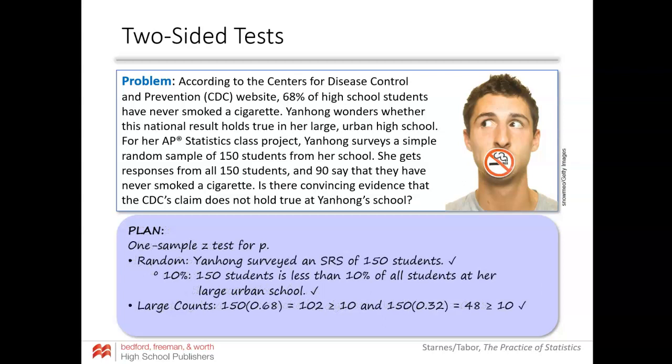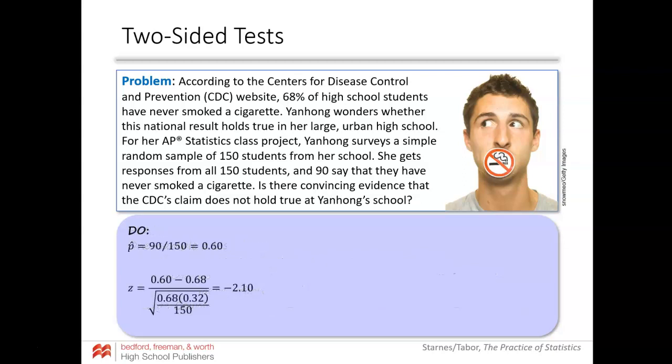So for the plan step, we're using a one-sample z-test for proportion. It is random because she took a simple random sample of 150 students. The 10% condition was met because it's reasonable to say that 150 is less than 10% of all the students at her school. That means she would have like 1,500 students at her school in total, which I think is reasonable. And then the large counts condition is met because both of the success and failure numbers come out to greater than or equal to 10. So check, check, check. And now we're going to do.